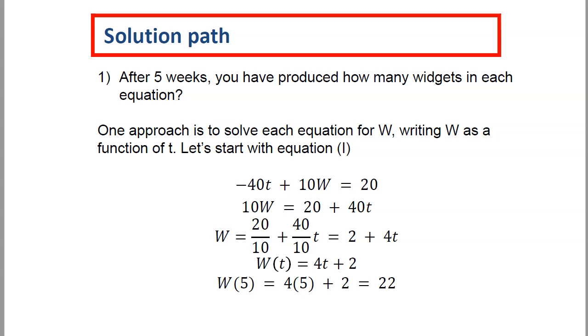So we can think of our function as W of T equals 4T plus 2. This is useful when we want to graph this. When we evaluate W at 5, we get 22.